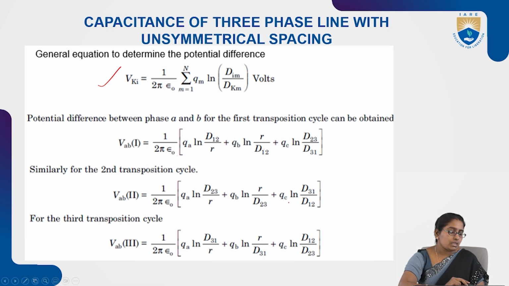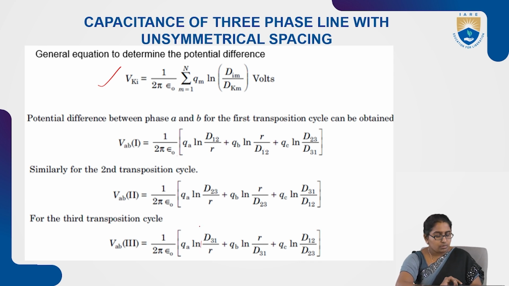Now, in similar manner, when the third position is considered, VAB is given by 1 by 2 pi epsilon, okay, QA log of. So here now, A is in third position, it is completely down. So B is up, right? It is in first. So capital D31, right? By small r, and QB into log of small r by capital D31, same term. Next, QC is given by, okay, conductor C distance with respect to AB conductors. So it is given like this.